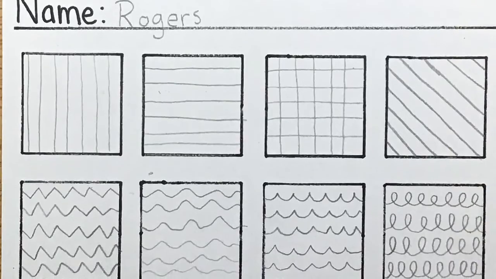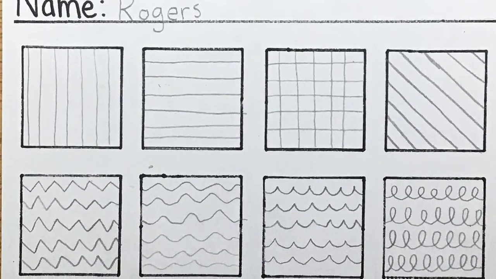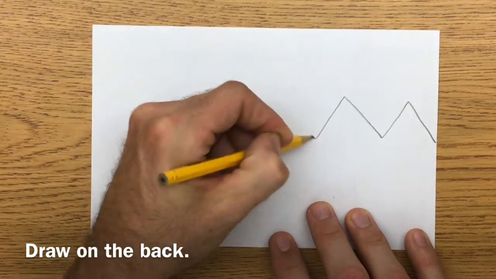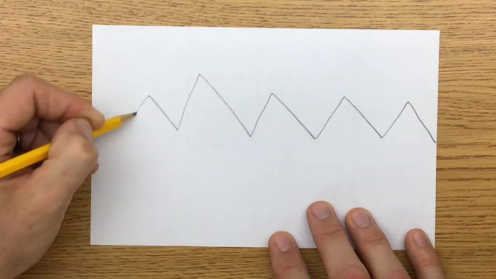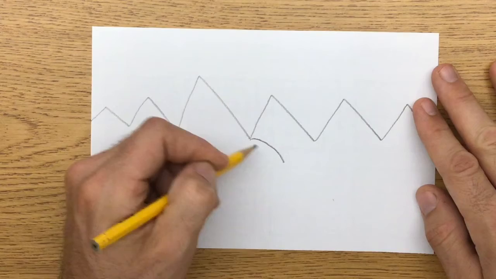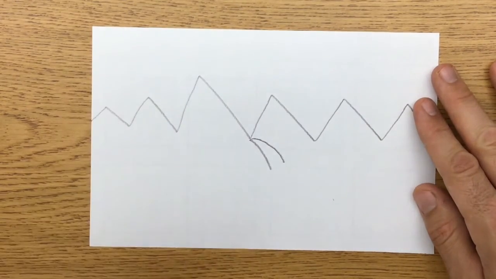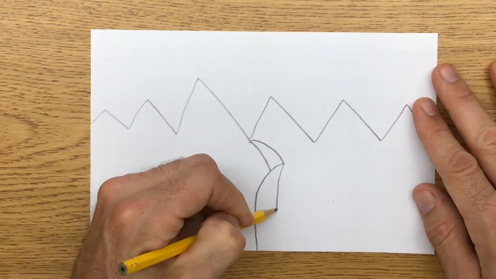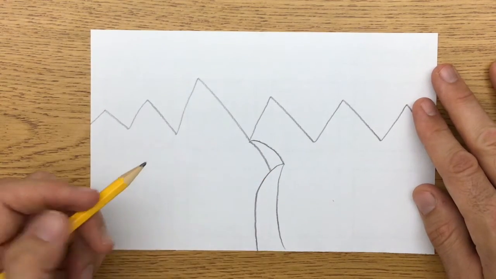Alright, now that we're finished filling in our boxes, if you still have some time, you can flip over your paper and draw on the back. Here's a way that I was able to use my different types of lines to make a picture. Yours doesn't have to look exactly like mine, but try to use those lines we just practiced to make a totally new picture.